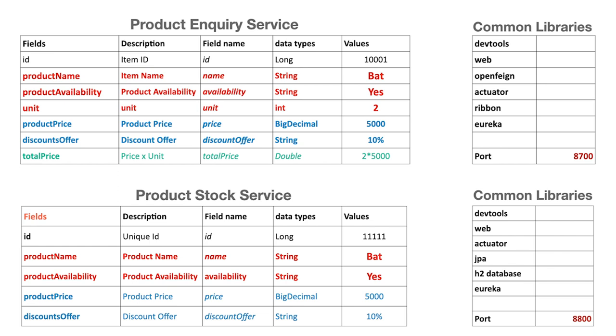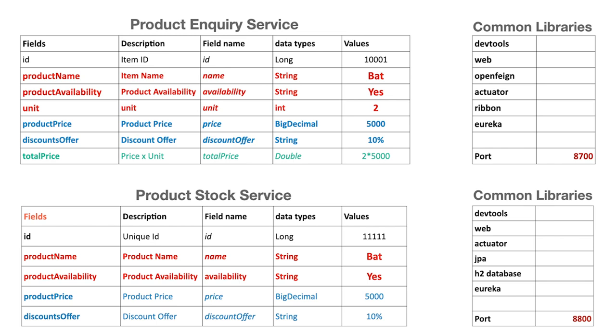One is inquiry service and the other is stock service. Let me quickly brief you about these services. Both these services are built on Spring Boot framework and using Spring Cloud components. Inquiry service requires input parameters which are highlighted in red, like product name, availability, and product unit.